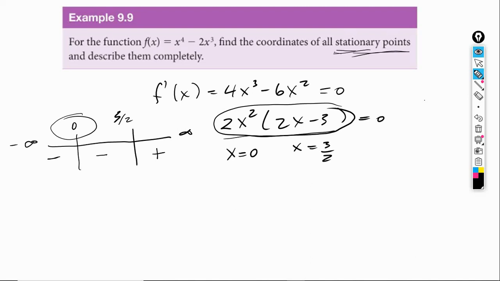So that means that this is a minimum right here. 3/2 is a minimum. Why? How do I know that? Well, because if this is negative, that means that the slope of the graph is going down, and then it reaches a minimum, and then it goes back up. So this is definitely a minimum. We're going to see that in the next slide, where we actually have the graph.